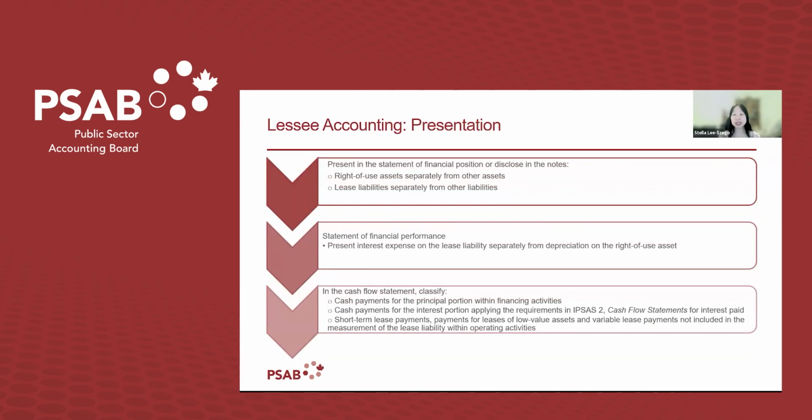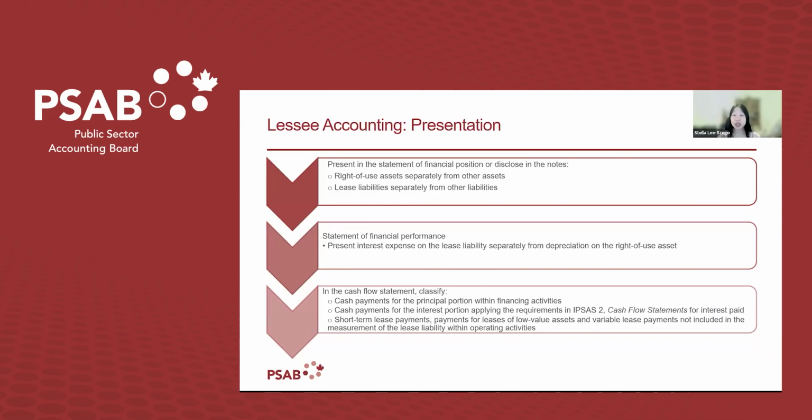Let's now discuss the presentation requirements for right-of-use assets and lease liabilities. Under IPSAS 43, the requirement is to present in the statement of financial position or disclose in the notes right-of-use assets separately from other assets and lease liabilities separately from other liabilities.